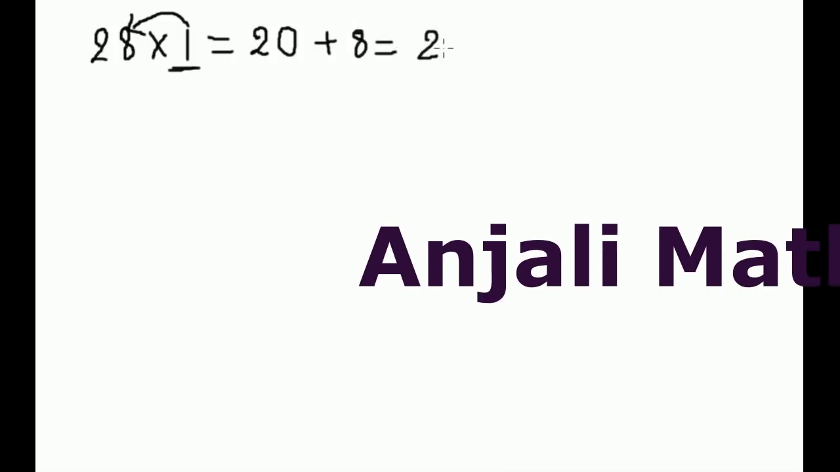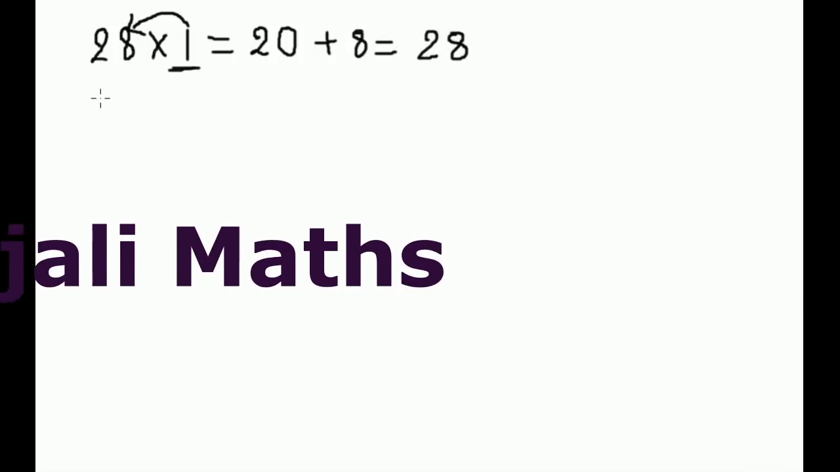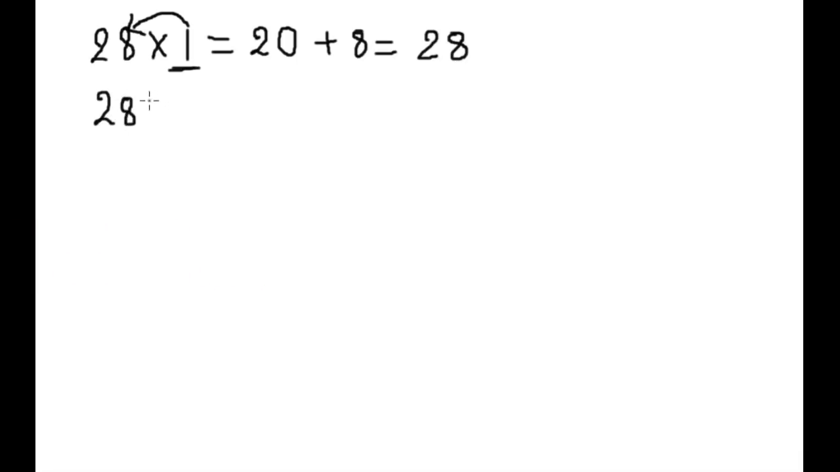Times table. So let's start. 28 into 1. We have to first do double of 1. Double of 1 is 2, and now we will put 0 plus multiply 1 into 8 is 8. 28. In this way we will write up to 10.